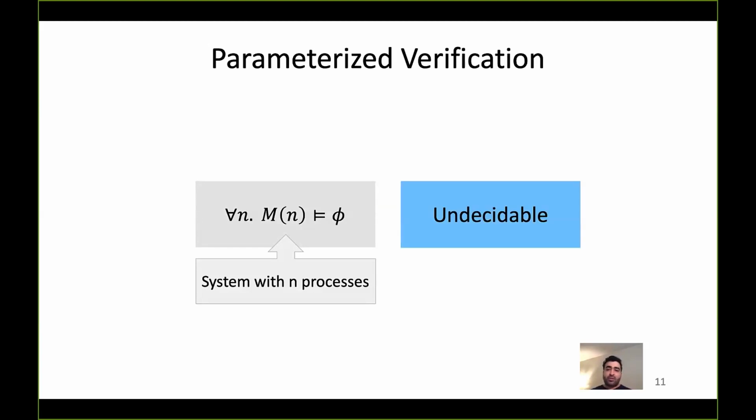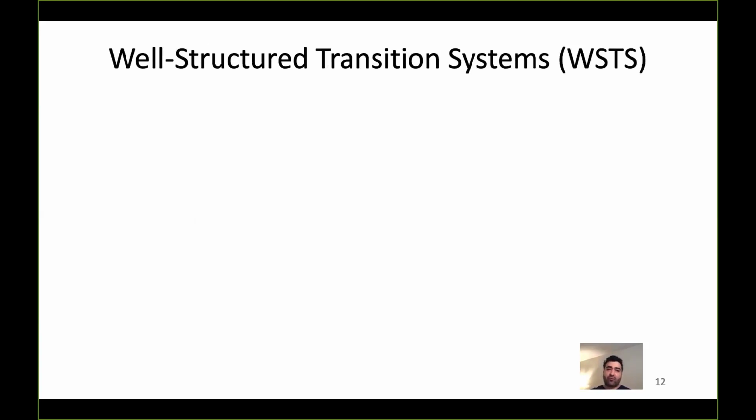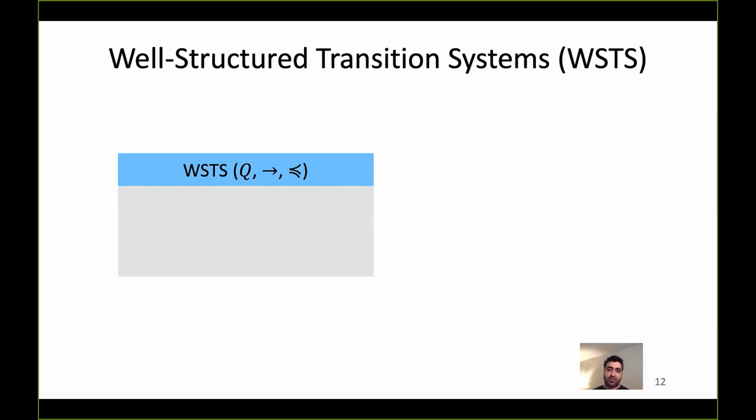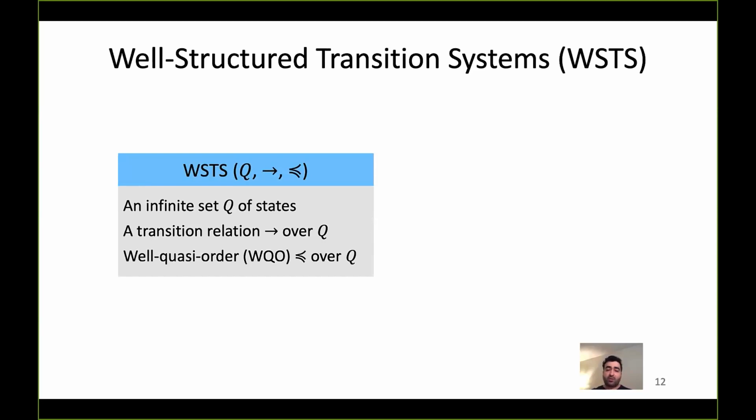In order to show decidability of such infinite state systems, people have used the framework of well-structured transition systems. A well-structured transition system is essentially a transition system with an infinite set of states and a transition relation over this set of states, as well as a well quasi-order defined over this set of states. And a well quasi-order is an order that is reflexive, transitive, and does not allow for infinitely decreasing chains or anti-chains.